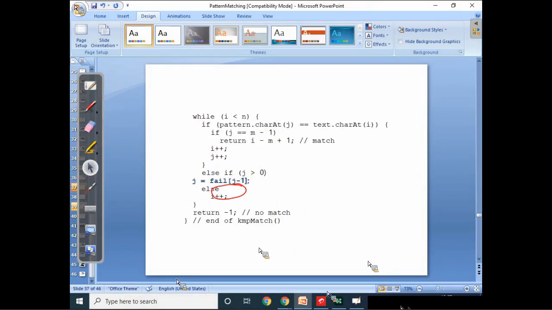Okay, so while i is less than n, obviously, if pattern.charAt(j) equals the text character, there is a match. So sorry, this is when there is a match. If there is a match and j has reached m minus 1, that is 0 to m minus 1, then we can return the index. So the match has happened, that is, the last character has matched.